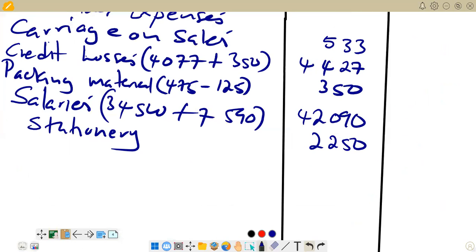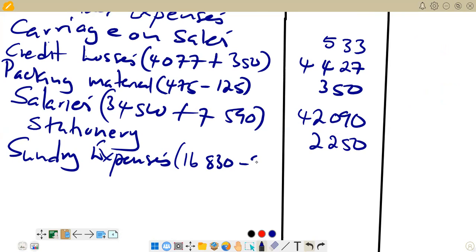So we come to the answer section, and now we are saying sundry expenses. Right, on sundry expenses, we are saying 16,830.